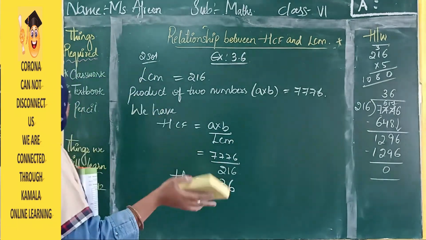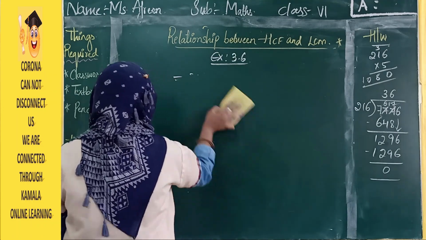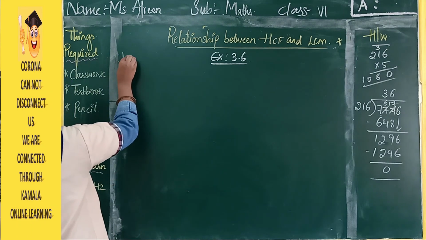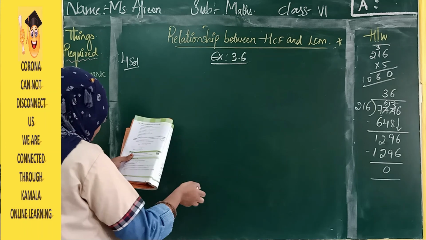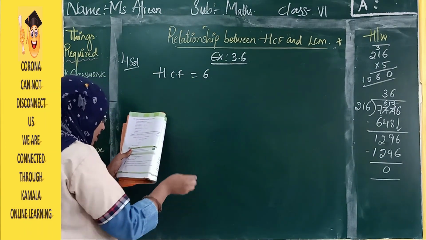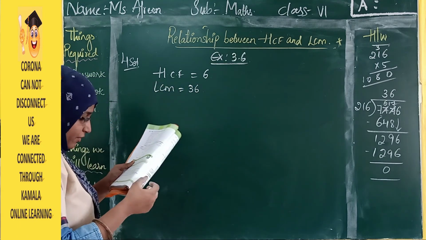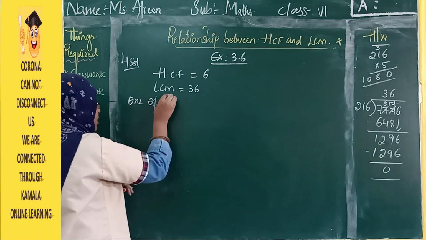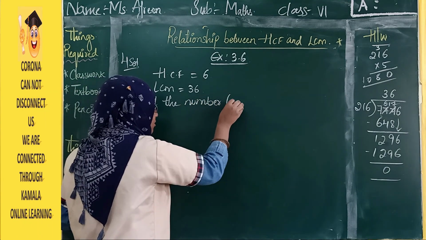So let us try the fourth one. Please copy down your next question. The last one. So what have they given? HCF is equal to 6. LCM is 36. Next, one of the numbers is 12. One of the numbers is nothing but A.